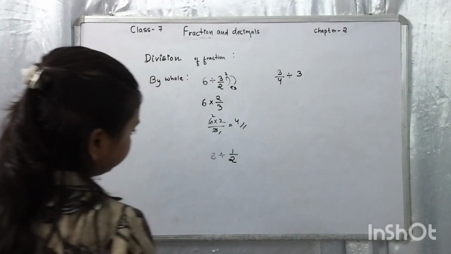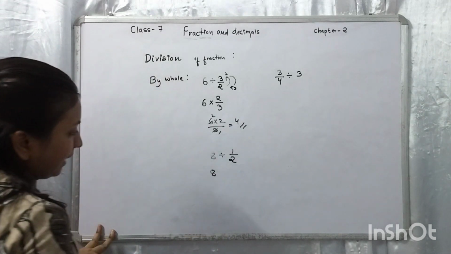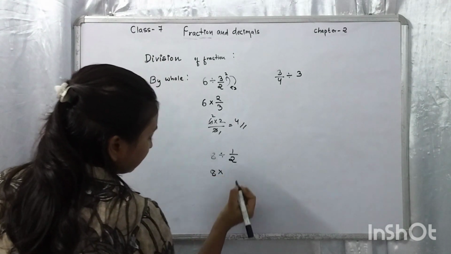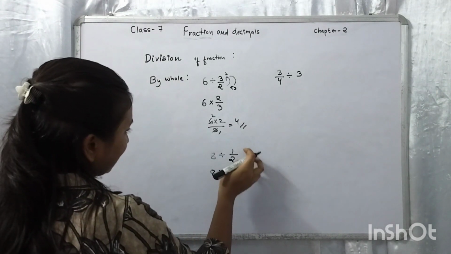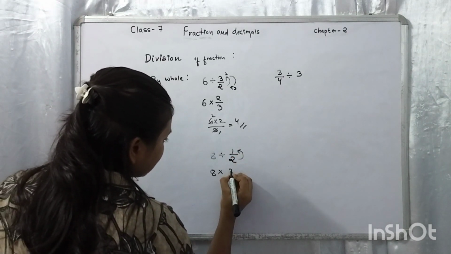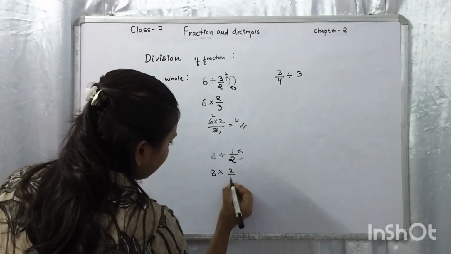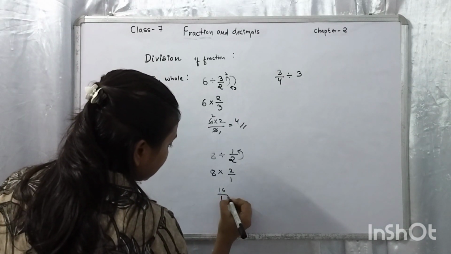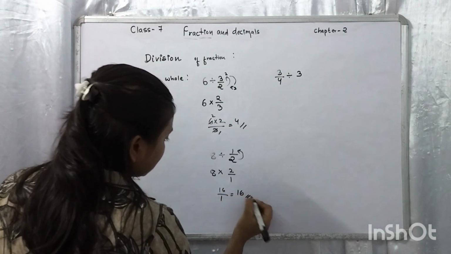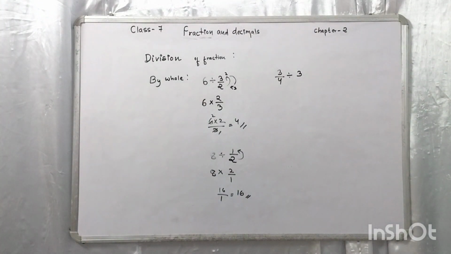Fine. So here what you will do, you will keep 8 as it is. So you will make it multiply, and since we studied that we need to reciprocate, so you will take this upside, so 2, and you will keep 1 down, so 1. Fine. So 8 into 2 is 16. 16 divided by 1 is always 16. Fine. So hope you understood what does reciprocal mean.